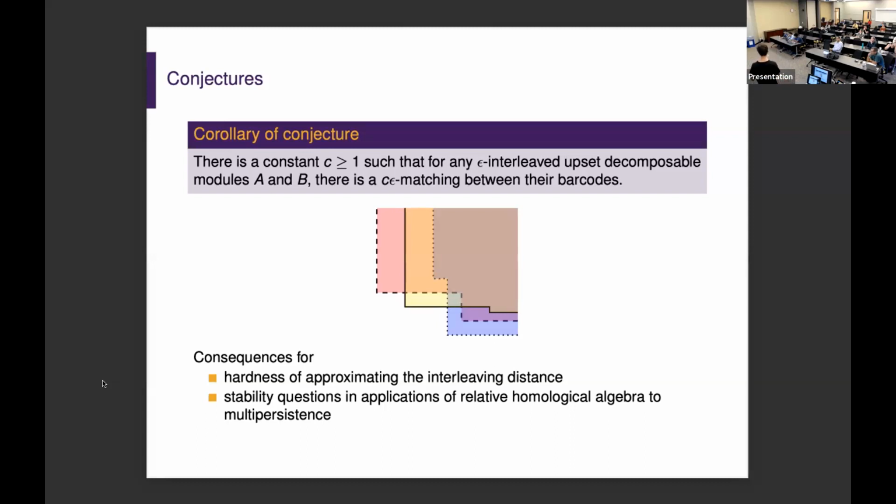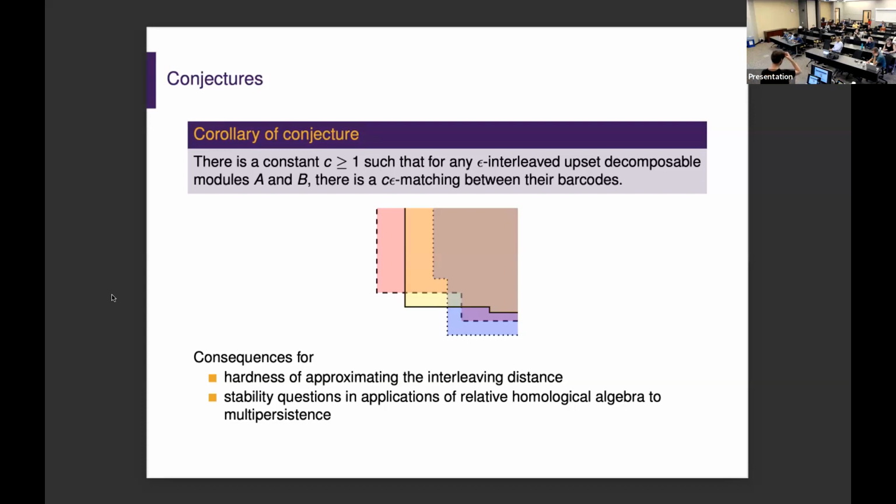And just to repeat very quickly what's happening in this approach, you take some multiparameter module, and instead of dealing with the whole module, you find some sort of simplified barcode that describes some features of this module. And this simplified barcode is often of the form that's like these hooks or rectangles or somehow not exactly special cases of upset decomposable modules, but morally speaking, they're sort of special cases. And if you can solve this conjecture here, then I think that would open up to being able to prove a bunch of stability theorems for this relative homological algebra approach to multipersistence.